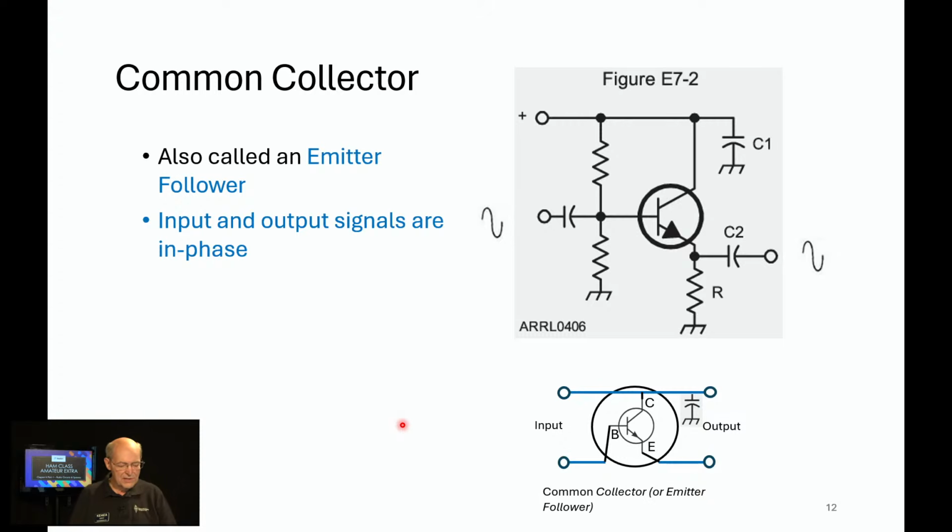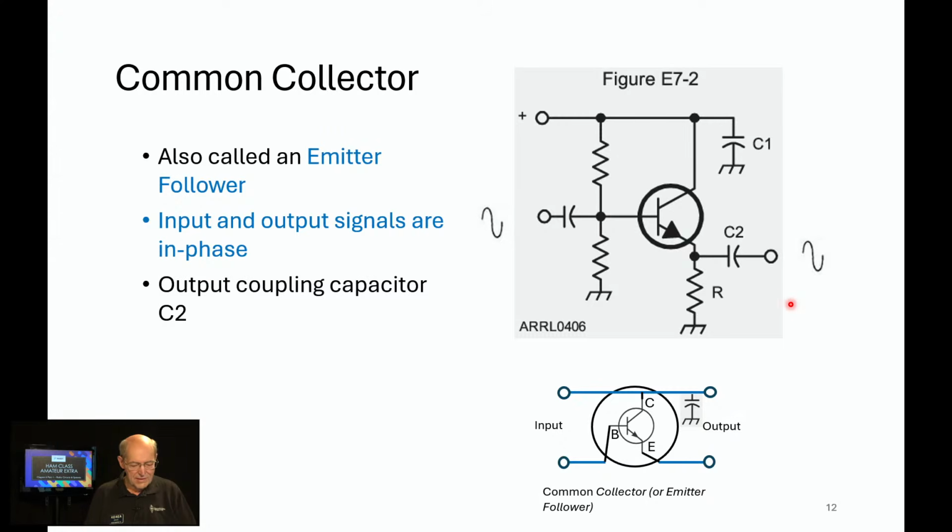Common collector, now this one we'll see a little bit more frequently, also called an emitter follower. So you need to associate common collector with emitter follower, and you can see that the signal is coming out of the emitter. The input and output signals are in phase. The only configuration where they're inverting is in the common emitter version, the first one that we talked about. Output coupling capacitor is over here. Again, it keeps any DC components that we're feeding from affecting this circuit.